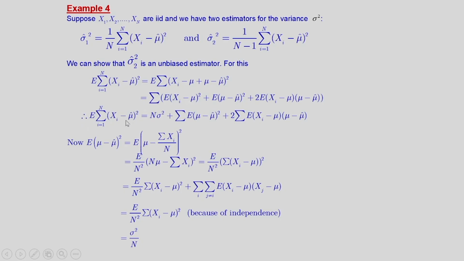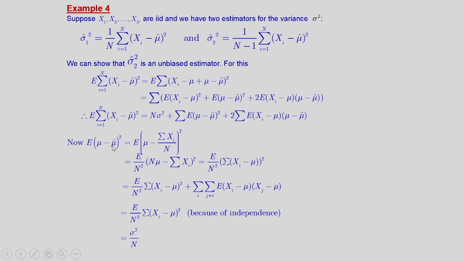So we can write this expectation as equal to: first term will be n sigma square, second term will be summation of this quantity E of (mu minus mu hat) whole square, and third term will be summation of this quantity E of (xi minus mu) into (mu minus mu hat). So let us see what each term is equal to. This expression E of (mu minus mu hat) whole square is important for us.